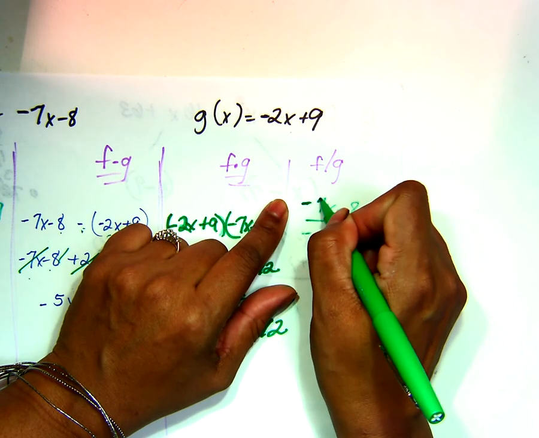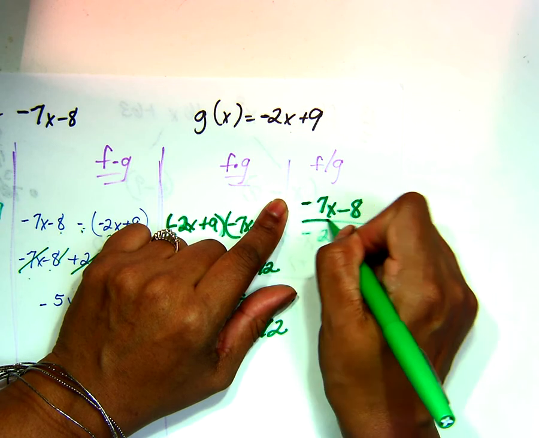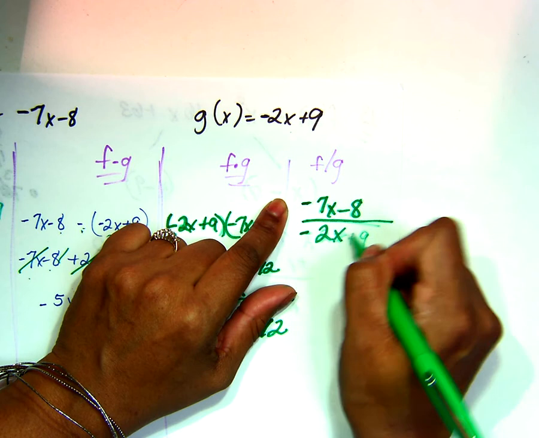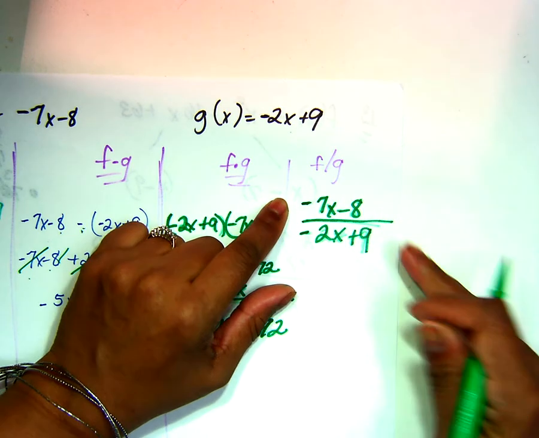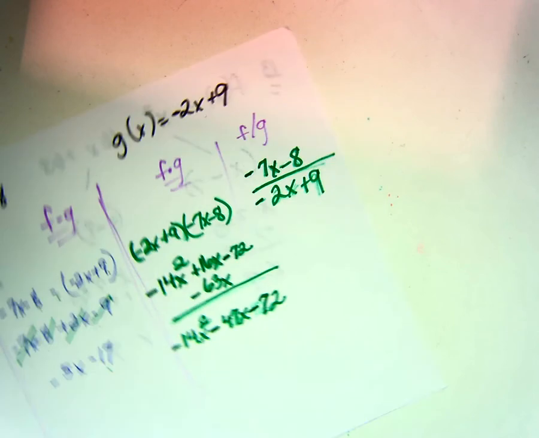So f of x was negative 7x minus 8 over, because division is just like a fraction, negative 2x plus 9. That's it. Do not try to simplify it or make it anything else. You're just going to divide. So that was your 17.